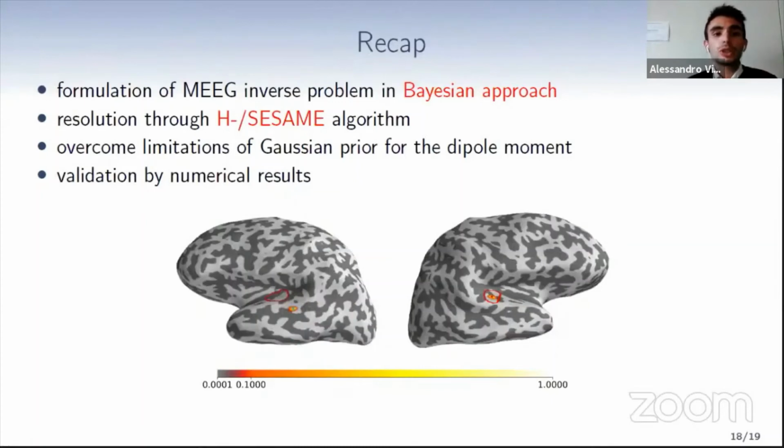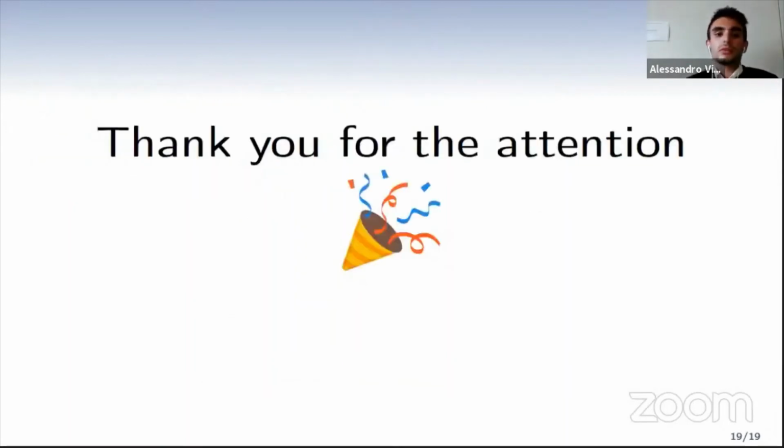So in conclusion, we saw the Bayesian resolution for the MEG inverse problem, and especially the resolution with a conditional linear Gaussian approach. And here we saw that there was a problem, extremely dependent on one parameter of the input, and we resolved it by the introduction of a hyperprior for overcoming these limitations. And then we saw also that these results have a numerical support. And so thank you for the attention.